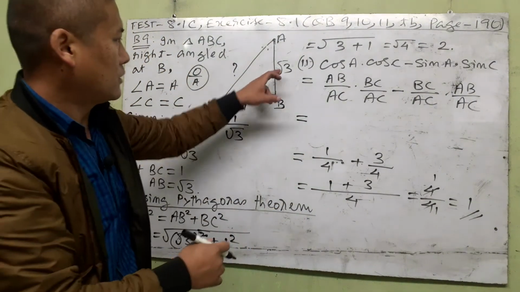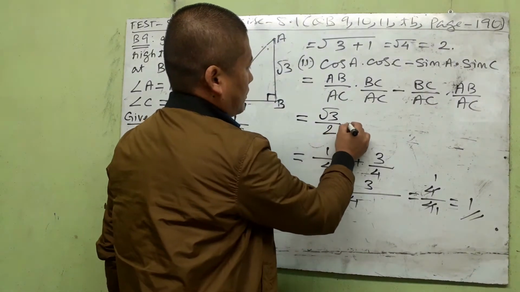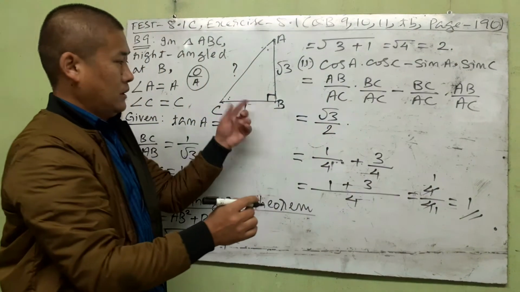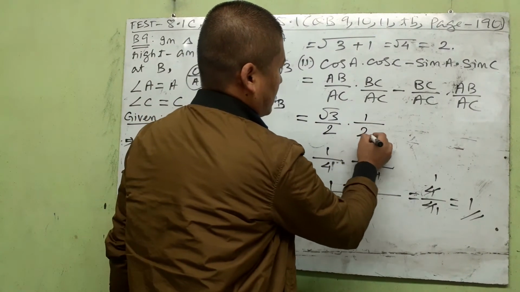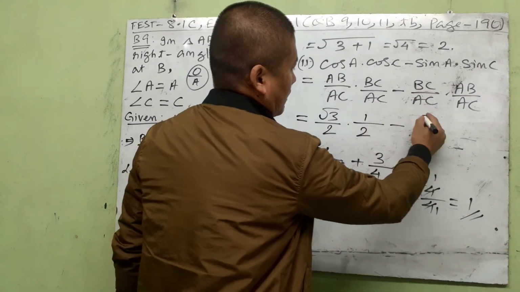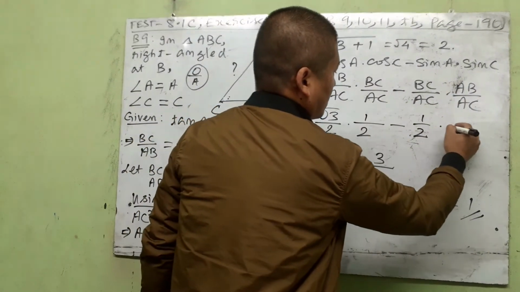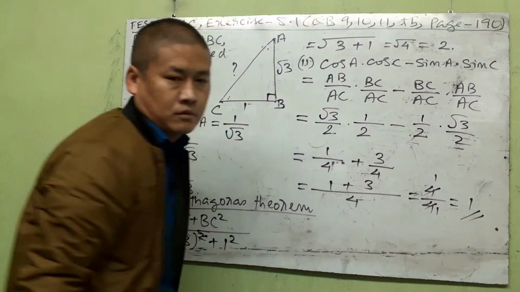Once you're through with that, the rest is quite simple. AB, as you see here, is root 3. AC, as you see here, is 2 into BC, as you see here, is 1. By AC is 2 minus. This is the same, see, BC by AC, BC by AC, so 1 by 2. AB by AC, AB by AC, so this one, root 3 by 2.